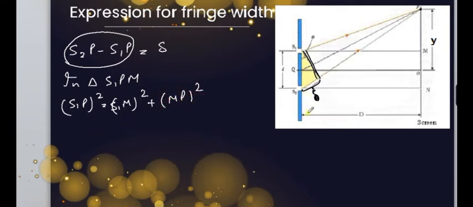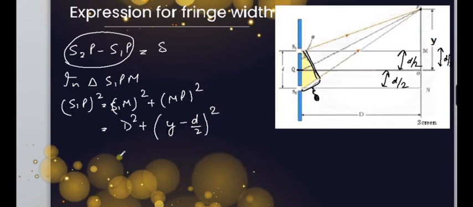So what is the value of S1M? This is D, capital D. So D square plus, now what is the value of MP? Clearly, if the gap between S1 and S2 is d, and these slits S1 and S2 are at equal distance from this point Q, this distance will be d by 2 and also this distance will be d by 2. So the value of PM can be evaluated by subtracting d by 2 from y. So we can write this value to be (y minus d by 2) whole square.